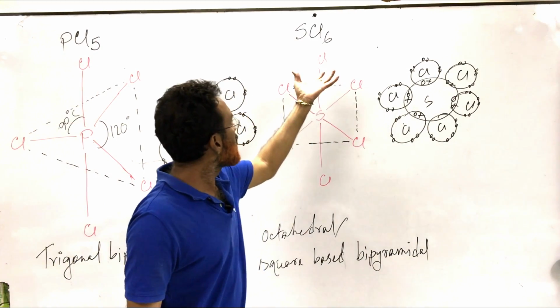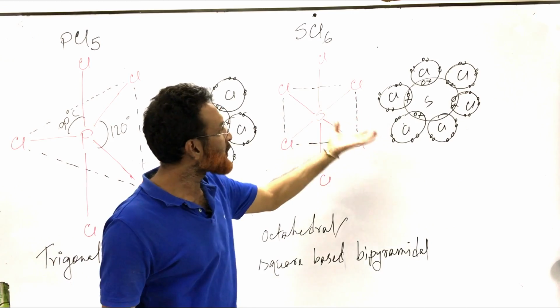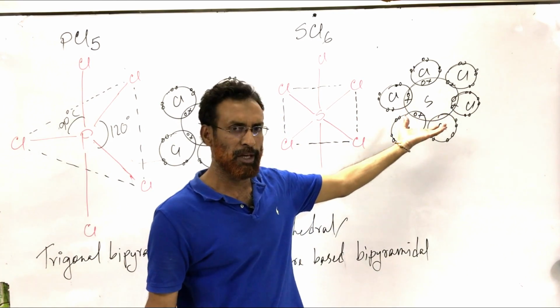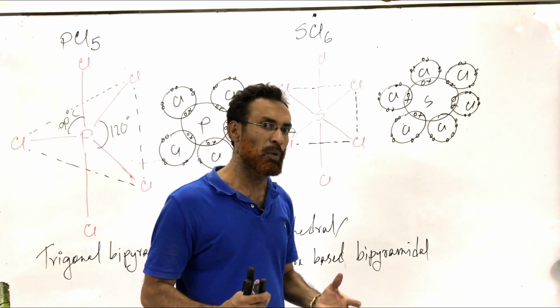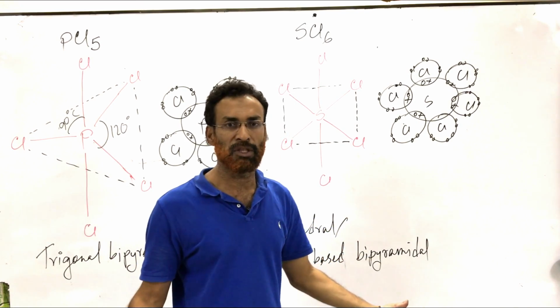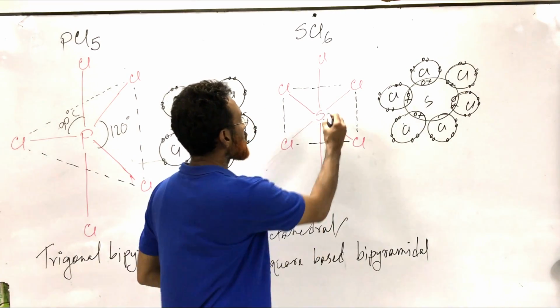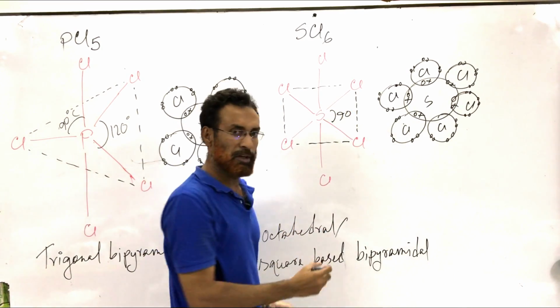And another is sulfur hexachloride. We get the dot and cross diagram, sulfur in the middle with 6 pairs of electrons. If they repel each other equally, then they will keep maximum distance. The maximum distance would be here 90 degrees. So each of the bond angles we get here is 90 degrees.